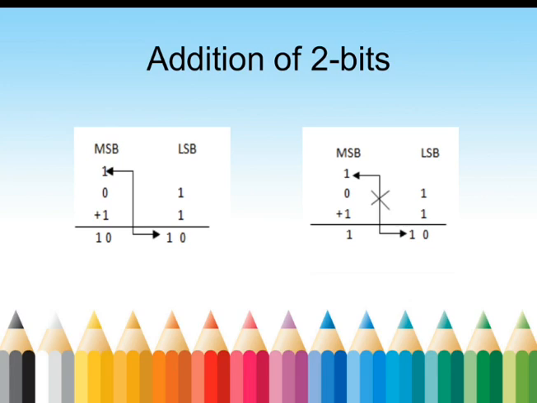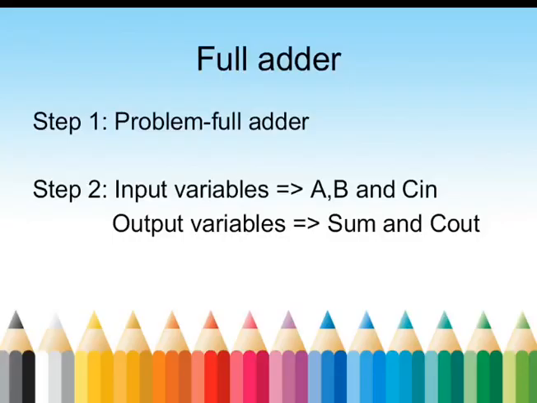So it is impossible to add three bits using a half adder circuit. If we try, it will produce wrong output only. So to overcome this disadvantage, we may use another adder circuit called full adder. This full adder circuit has 3 different inputs: A, B and input carry.